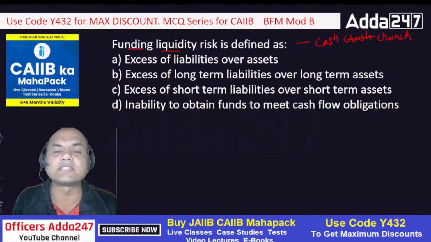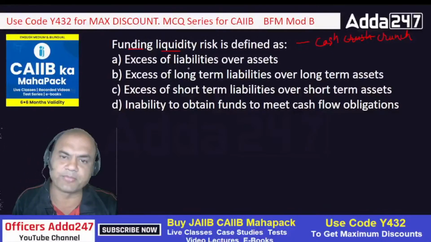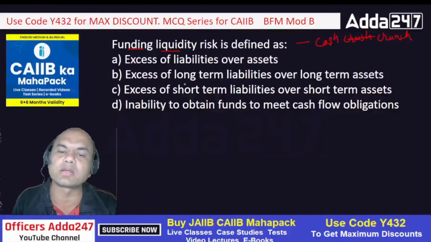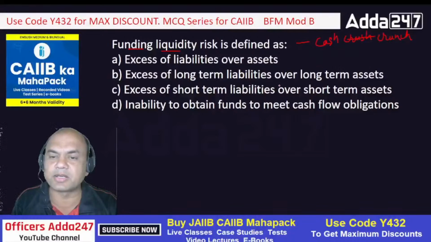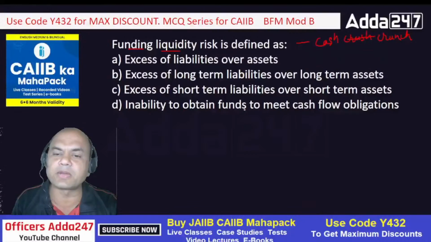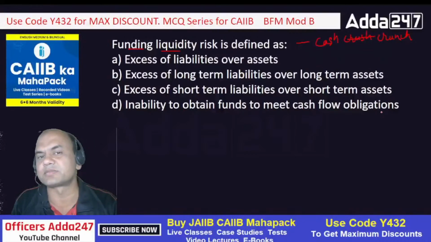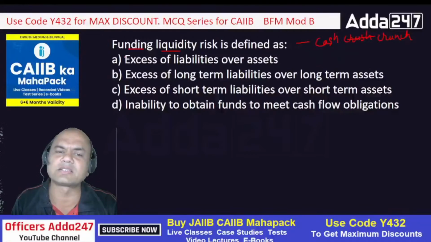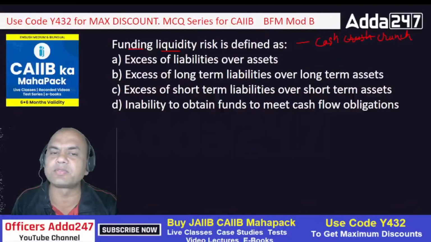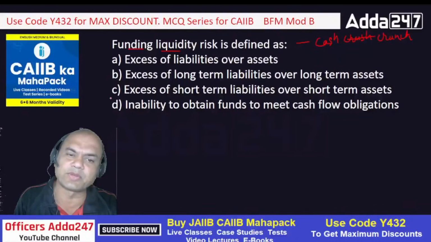Let's see. Number one, excess of liabilities over assets, meaning if I have more liabilities than my assets. Number two, excess of long-term liabilities over long-term assets. Third, excess of short-term liabilities over short-term assets. Number four, inability to obtain funds to meet the cash flow obligations. Which one do you think should be the correct answer? Yeah, excess of liabilities over assets. So if I have more liabilities to give than my assets, I'll be facing this liquidity risk.